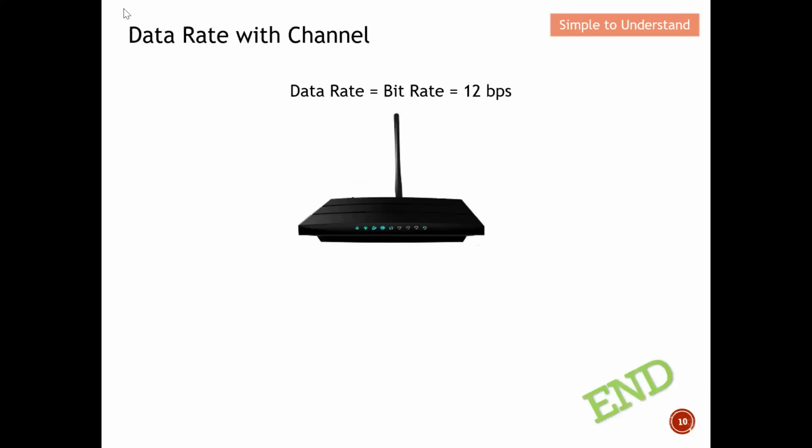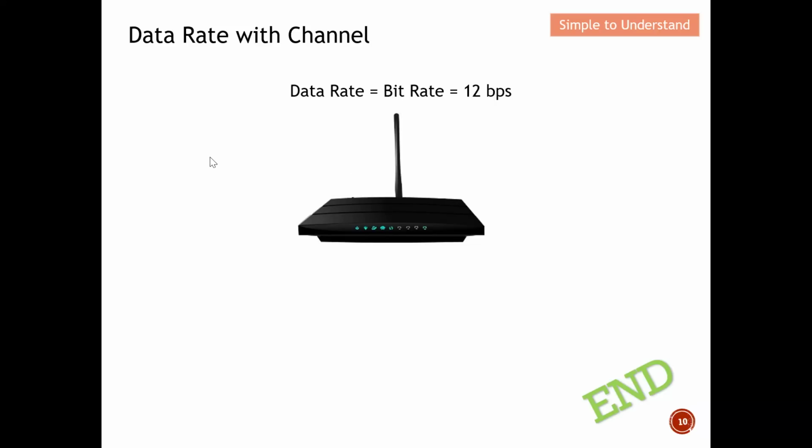Next, let's come to the data rate with channels. Let's quickly understand this. For example, when data rate is equal to bit rate, take this router which has one channel. The data rate will be the same as the bit rate, which is 12 bits per second. Remember earlier I mentioned that we can send these 12 bits of data. So when the data rate is equal to the bit rate, we call this 12 bits per second.